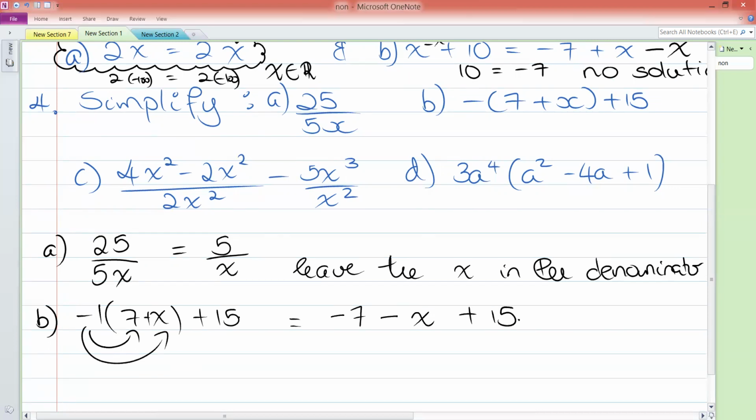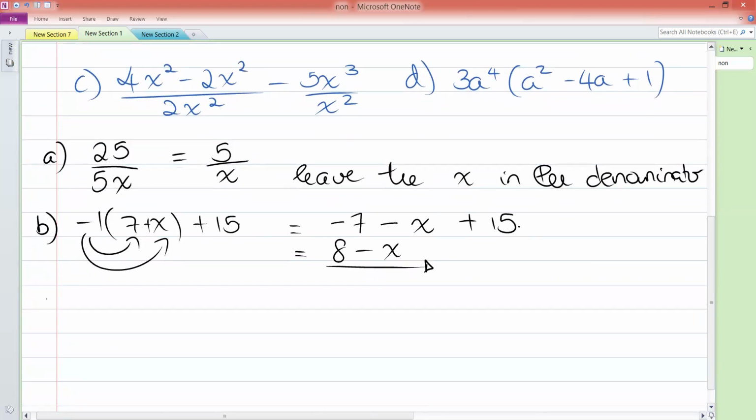Okay, so what did I do? I distributed the negative 1 into the first term and the second term, which were inside the brackets. Now, at this point, do you have any like terms? Can you simplify further? Minus 7 and plus 15. Perfect. So what's minus 7 plus 15? What does that give us? 8. Okay, awesome. So 8 minus x. That would be our simplified solution.